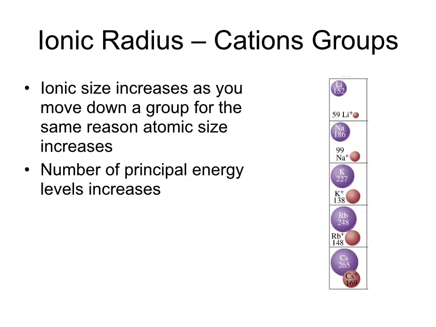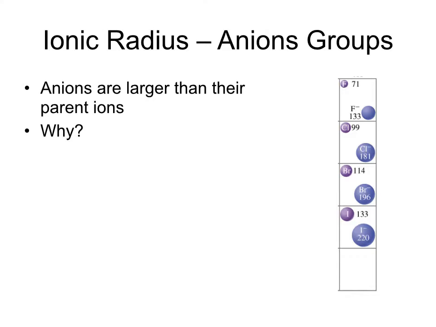The size increases as you move down, right? They're smaller than the native element because they have lost electrons, but they still have the same number of protons. So it's smaller because they've lost electrons, but also because the nucleus is able to pull in the remaining electrons closer. And cations increase as you go down for the same reason as atomic radius did, because you're increasing the number of energy levels.